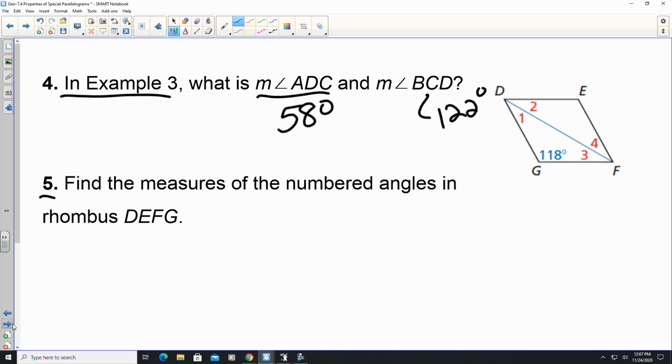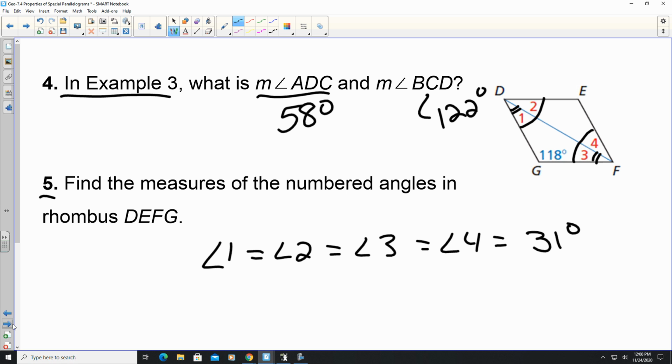Looking at number 5, they're wanting us to find the measures of the angles in rhombus DEFG. What's nice about this, because it is not only a rhombus but also a parallelogram, is that I know whatever this angle is going to be the same, and they bisect. So whatever the measurements of angle 1 and angle 2 are going to be the same as angles 3 and 4. That means that 1 and 3 are going to be the same. So what we have here is a triangle DGF, and that is an isosceles triangle because they're going to be the same angles. So using triangle sum theorem, I can take 180 subtracted by 118 and then divide it by 2. So I get 31. So angle 1 is equal to angle 2, which is equal to angle 3, which is equal to angle 4, which is equal to 31 degrees.